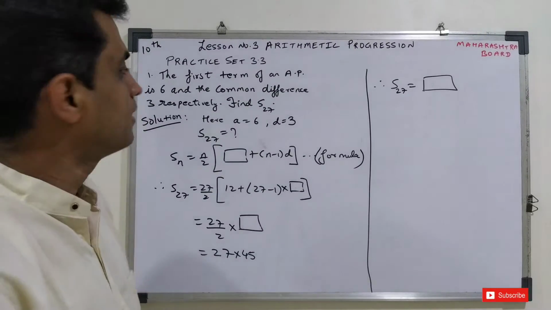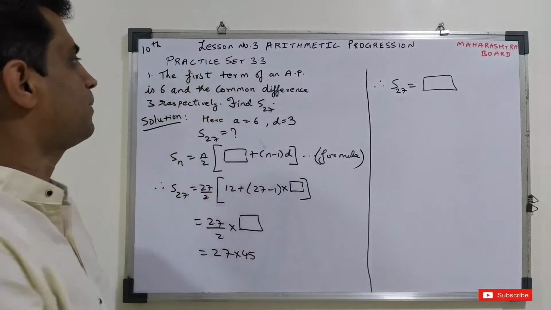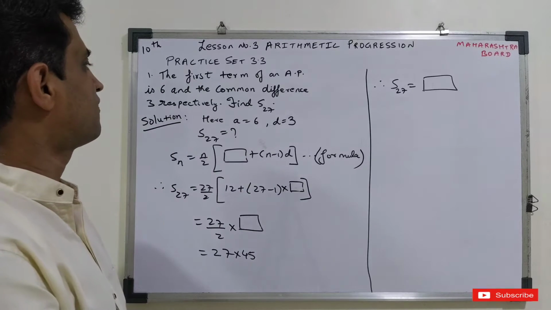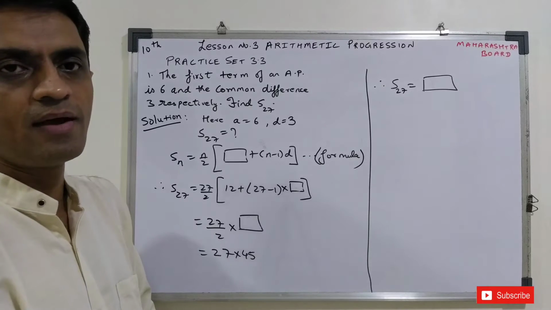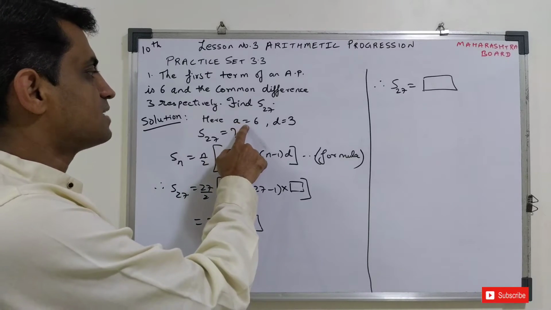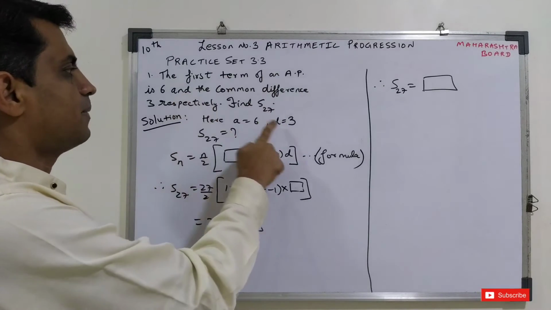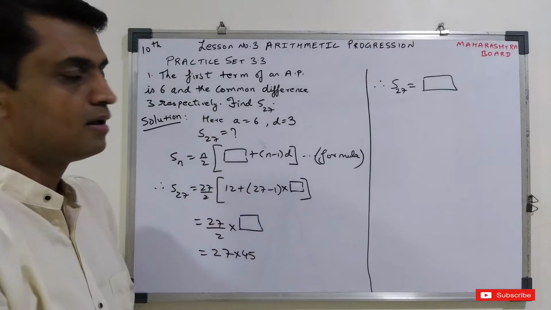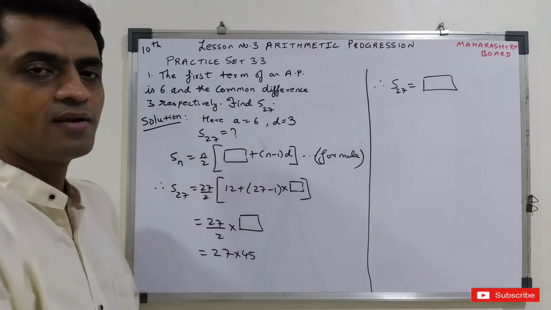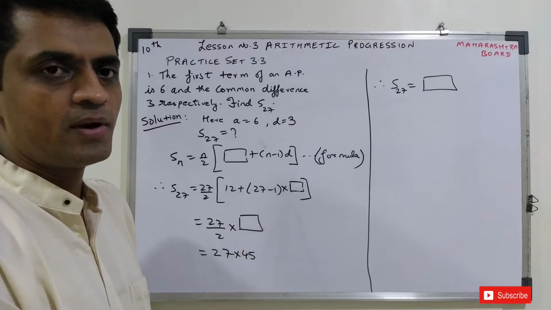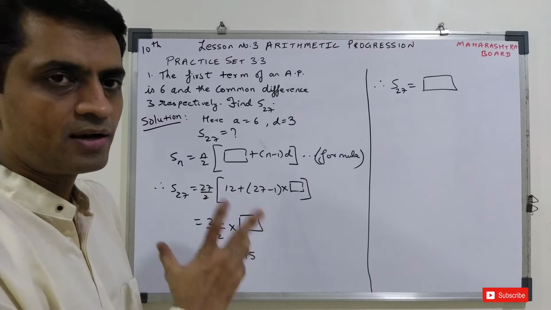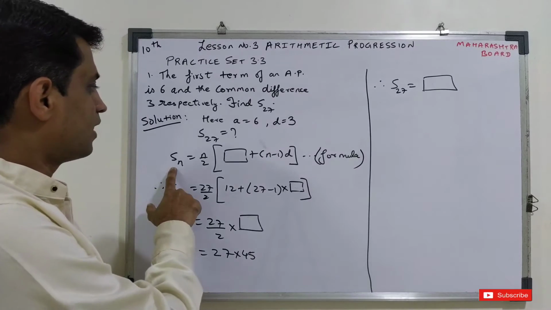Practice set 3.3, first sum. The first term of an AP is 6 and the common difference is 3 respectively. Find S27. Here a is given as 6, that is the first term, and the common difference is 3. They are asking S27, which means the sum of all the terms, 27 terms. We have to find the total sum. Now what is the formula?